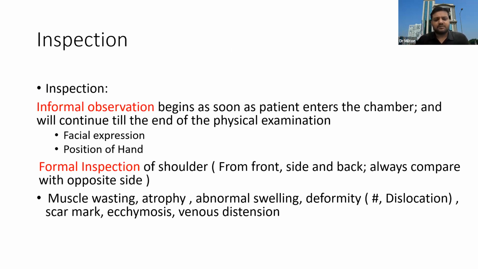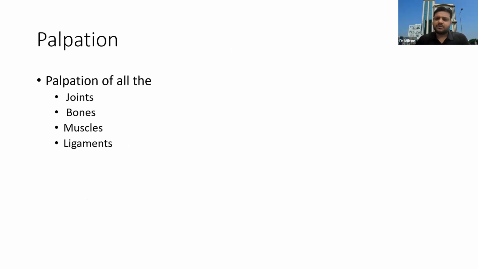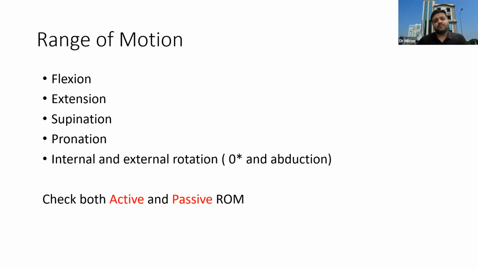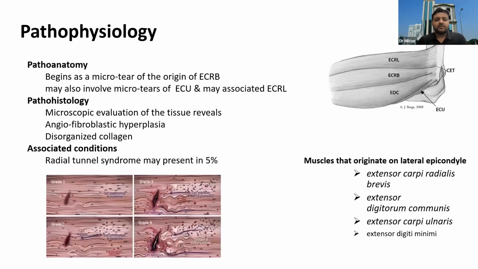So in inspection, palpation is very important. Joints, bones, muscles, and ligaments you can palpate with either superficial as well as deep palpation. We need these things. In case of the elbow, the first case regarding the elbow, you should consider flexion, extension, supination, pronation, and internal and external rotation.